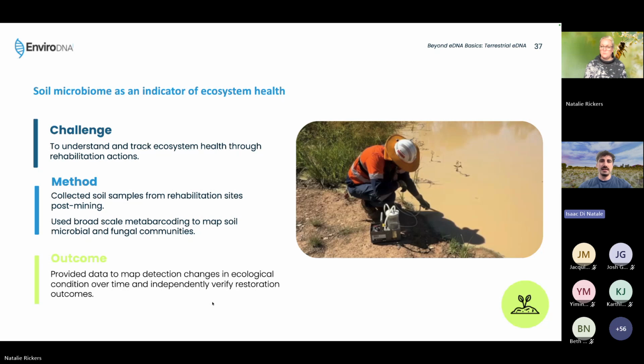We routinely perform eDNA soil microbiome analysis to provide companies with thousands of biological indicators, so metazoa, bacteria, fungi, as well as arthropods, to help assess soil health, ecosystem function, and in particular rehabilitation progress following mining or development activities. By analyzing the DNA from within the soil samples, companies can monitor biodiversity recovery and detect changes in ecological condition over time, as well as independently verify some of those restoration outcomes alongside other conventional monitoring methods.